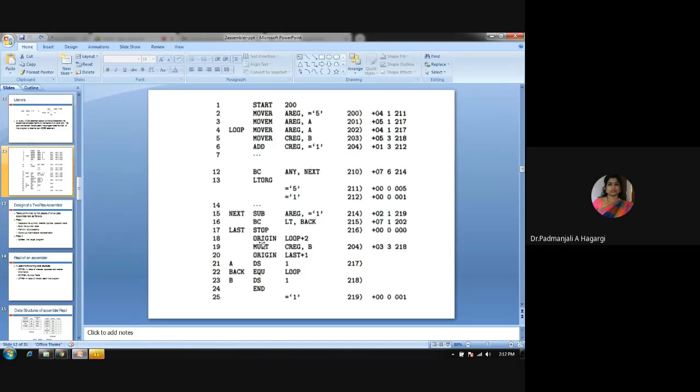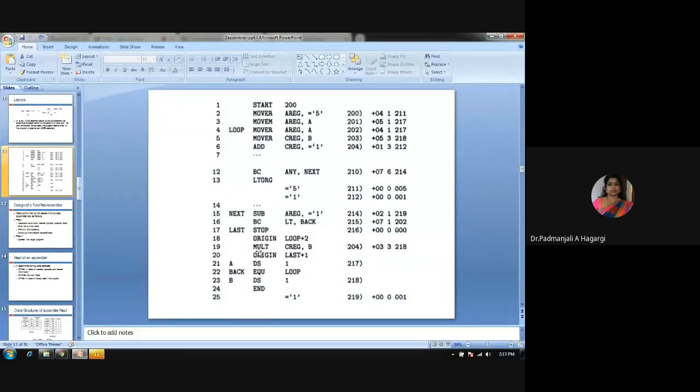Now here, with the help of the origin, the loop is called here, and with the help of the origin, for the next remaining instructions, we can come to know. So the origin is found here, and loop plus 2 with the increment, for whatever the instruction is after the origin, that applies to this.